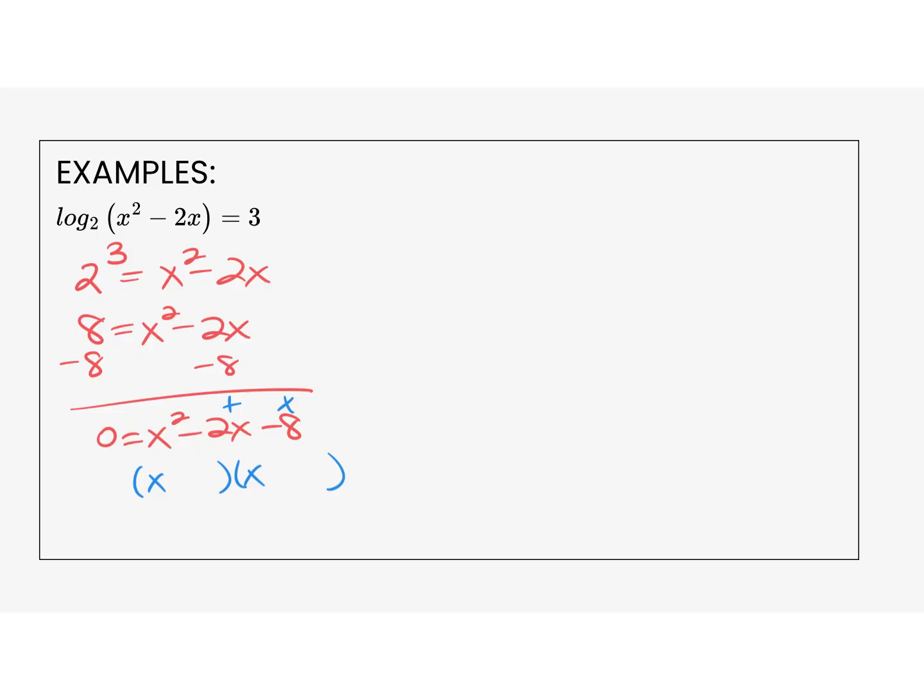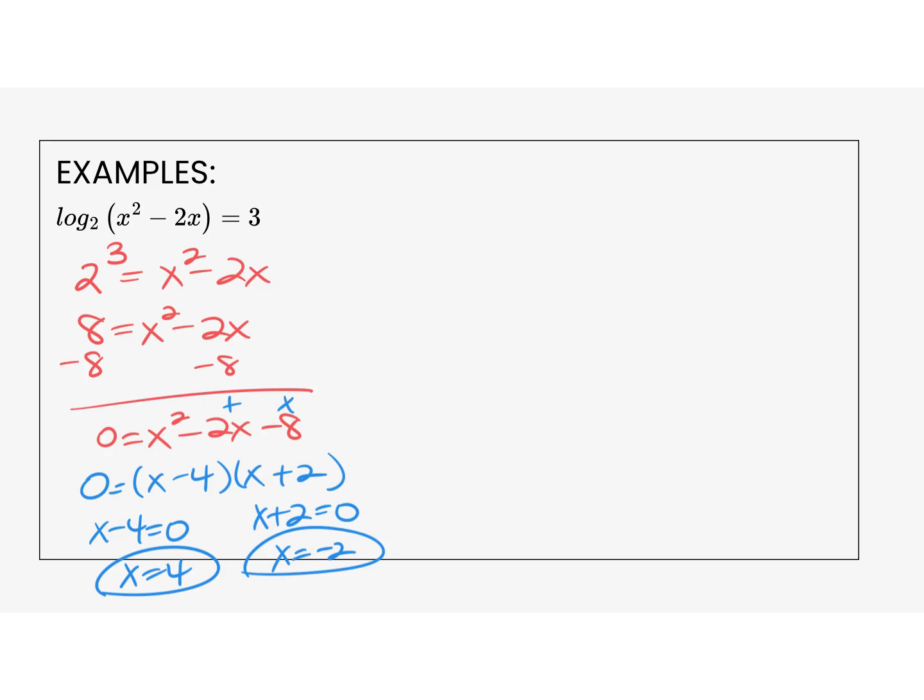So for 8, I'm thinking 1 and 8 or 4 and 2. Well, with 4 and 2, I can get that negative 2 in the middle. So it's going to be x minus 4 times x plus 2. So then I set each of those equal to 0. And I get my two answers. x equals 4, x equals negative 2. When we go back to check, we need to make sure we check both of these.